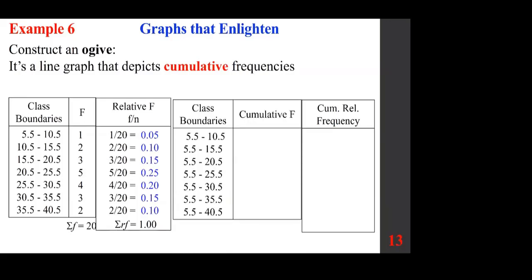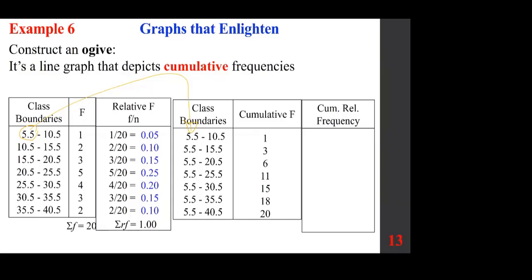So first you write them in this fashion. The lower boundaries all change to the lower boundary of the first class. So this 5.5 will take over as the lower boundary for each and every one of those. The upper boundaries remain intact. Now, what about the second column? Again, the first one doesn't change, it becomes 1, but the next one is 1 plus 2, and then you keep on adding. So those are the frequencies.